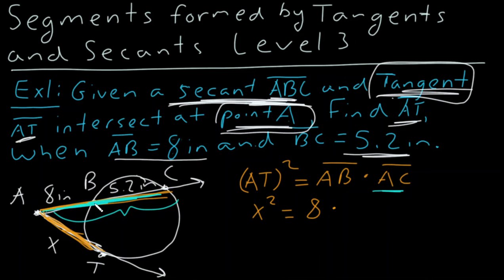So I know that one piece is 8, another piece is 5.2, and whenever we know 2 pieces, how can we find the whole? Yeah, absolutely. We have to add them. And so 8 plus 5 is 13, so the total will be 13.2 inches. And now this is what I actually write in here, 13.2 inches. Understand, you always have to put in the whole secant.